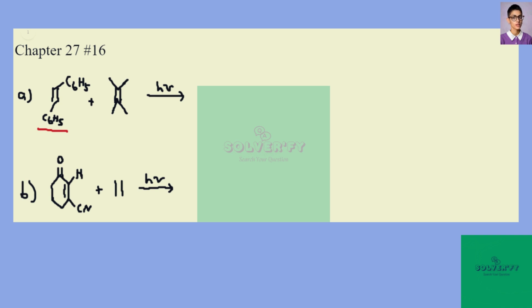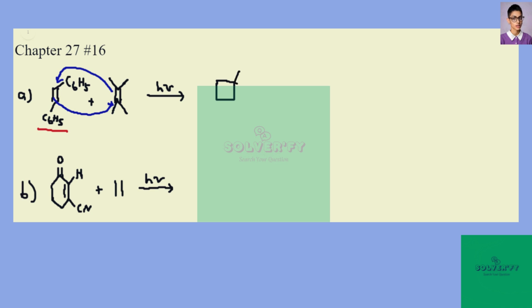So we should know by now, 2+2 cycloaddition. The electrons from this double bond will go to make a new bond, as will the electrons from this double bond. So two new bonds, cycloaddition. We will get a ring at the end, and since it's 2+2, we're going to end with a four-membered ring here. So there is our four-membered ring.